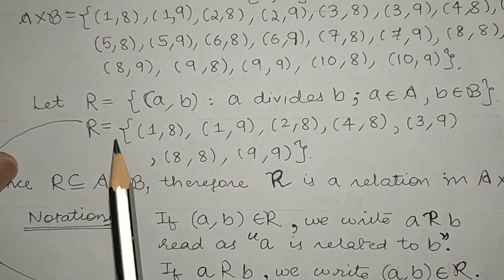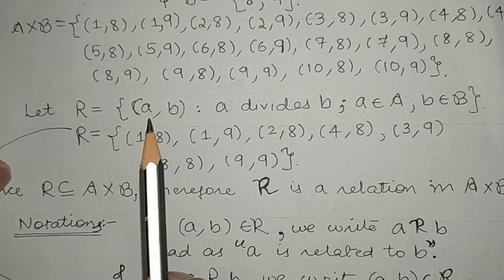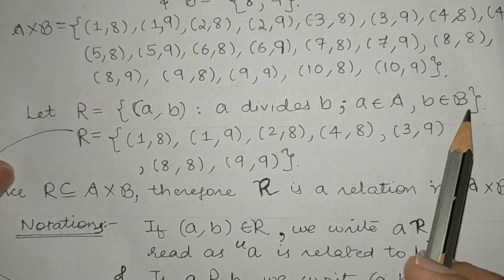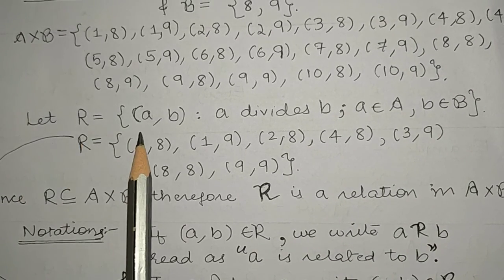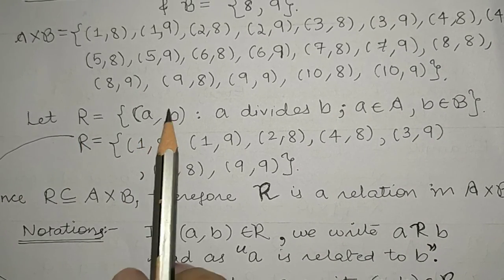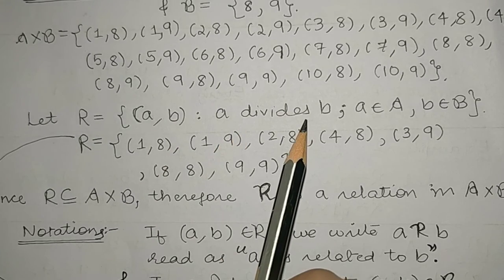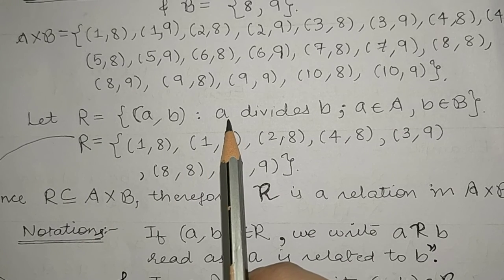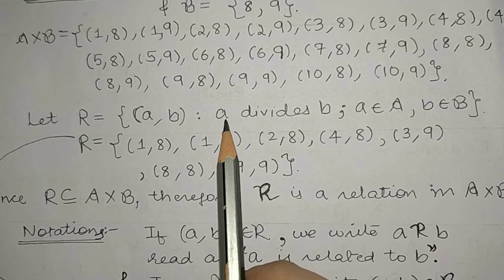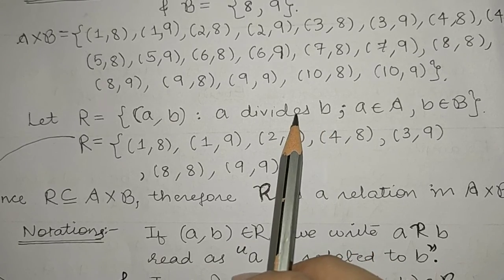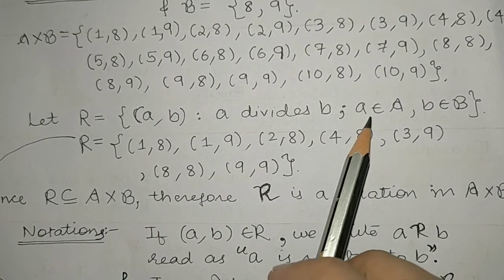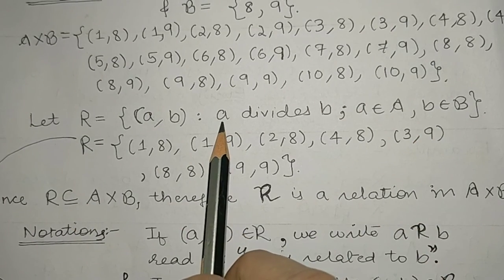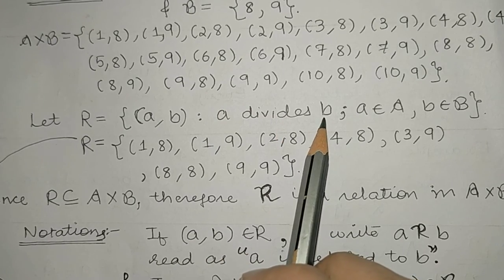Now consider a set R equal to the set of (a, b) such that a divides b, and a belongs to A and b belongs to B. So this set R is nothing but all the elements (a, b) such that a divides b, where a is from A and b is from B. Since you have to look at all the elements such that a divides b, you go to this set A cross B, because a is from A and b is from B. So all these elements you have to look at, and also the condition a divides b should be satisfied.